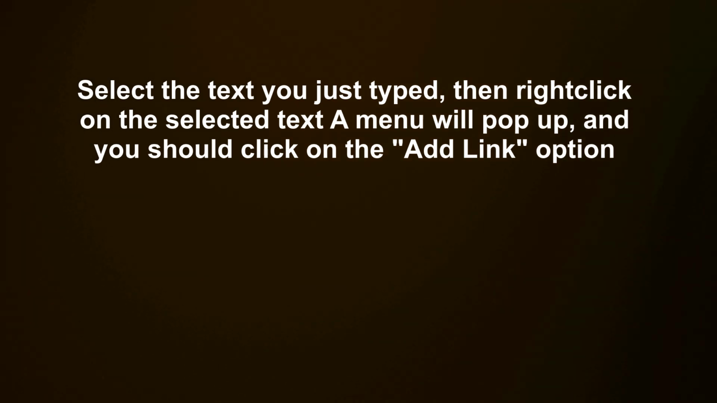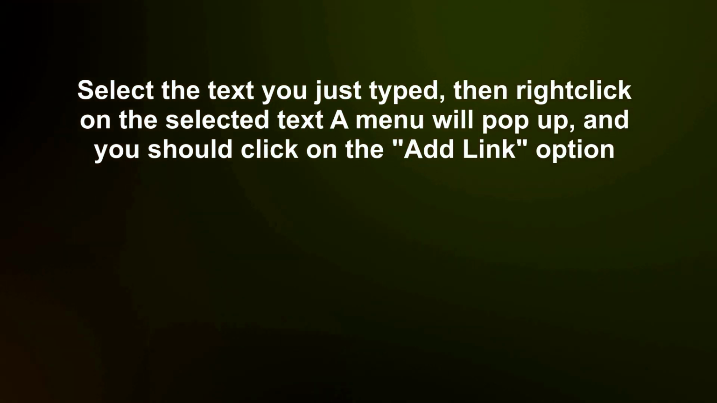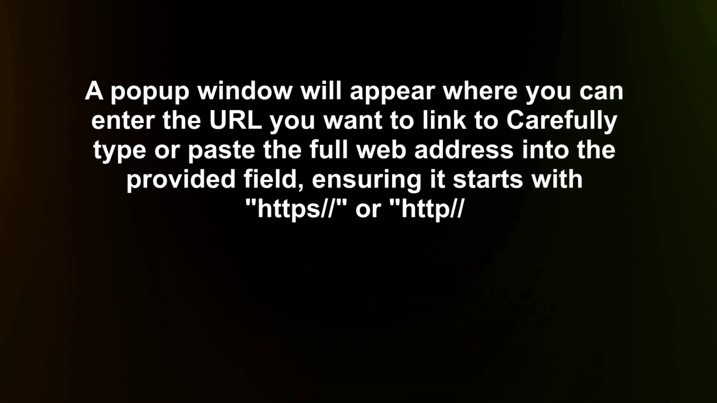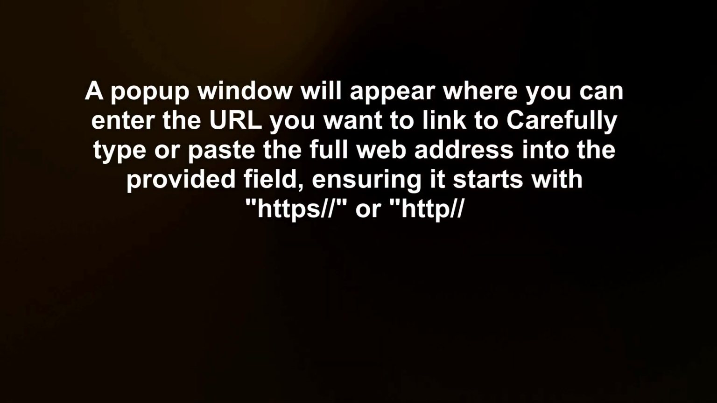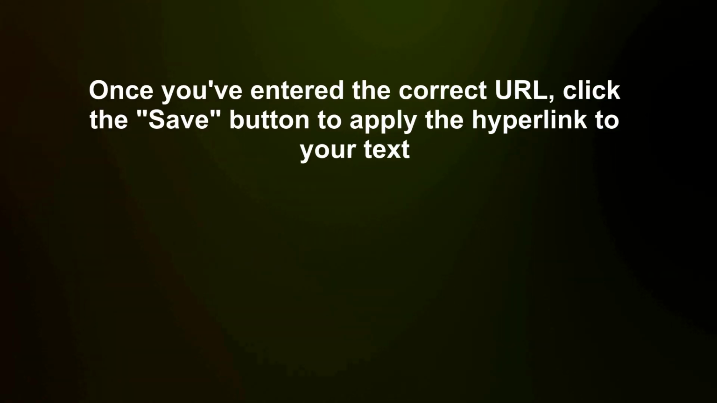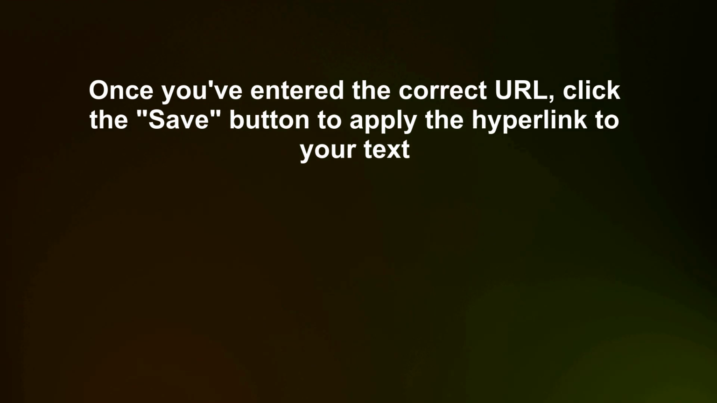Select the text you just typed, then right-click on the selected text. A menu will pop up, and you should click on the Add Link option. A pop-up window will appear where you can enter the URL you want to link to. Carefully type or paste the full web address into the provided field, ensuring it starts with HTTPS or HTTP. Once you've entered the correct URL, click the Save button to apply the hyperlink to your text.